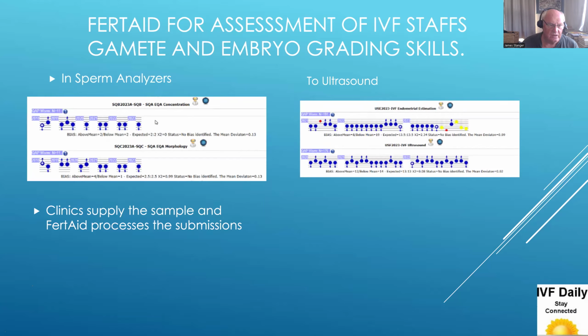I also run a scheme for sperm motility analyzers. This one's in Australia. It could be done anywhere. It's mainly designed for where a clinic has lots and lots of different machines. They supply the sample, they freeze it, and I allocate a test for them. They enter the data, and FertAid then does the processing and does the independent reporting on their performance.